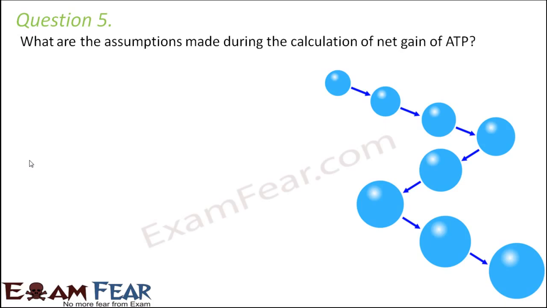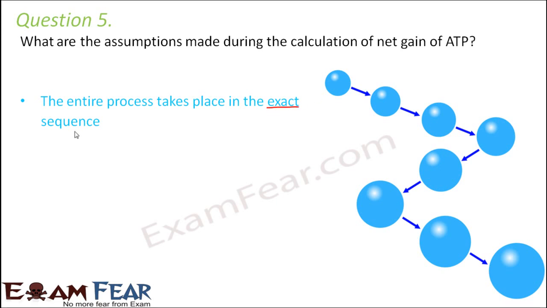Again, let us suppose when the process of glycolysis is taking place, in some step, some molecule is required, but that molecule has been utilized in some other process. So maybe the glycolysis did not take place in the proper sequence. So that will also affect the net gain of ATP molecules. So when we consider that calculation, we have to make a few assumptions like this, that the entire process takes place in the exact sequence. When I say exact sequence, I am talking about the sequence which I discussed when I explained to you the process of aerobic respiration.